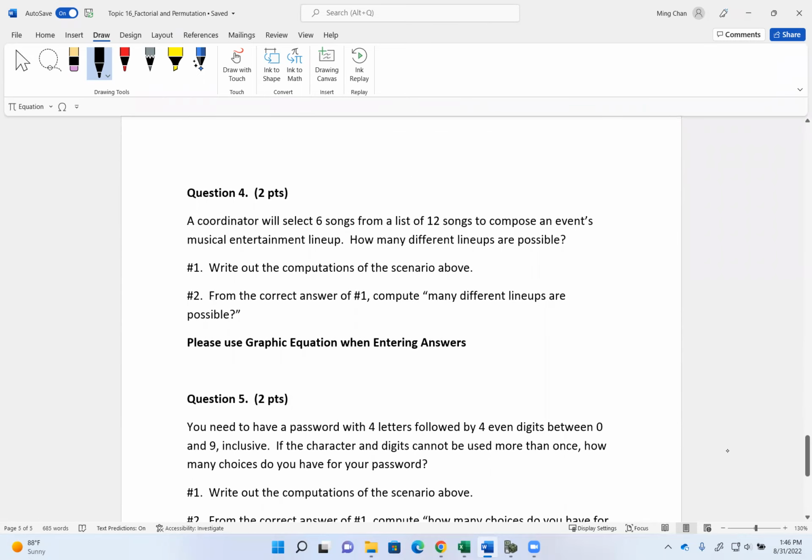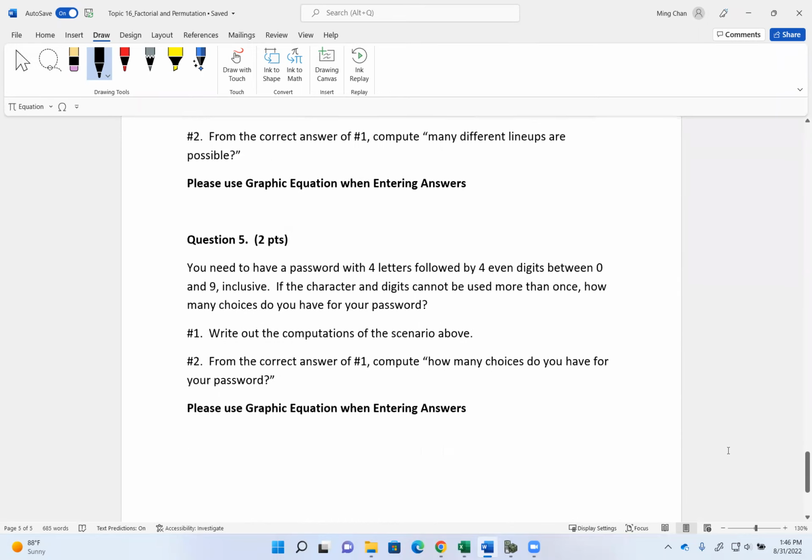All right, so this is similar to the songs example I just did earlier. And here is your password: 4 letters followed by 4 even digits, 0 to 9 inclusive. Okay, so you can just write out the scenarios, type out the scenarios and enter the answers. Enter the computation.